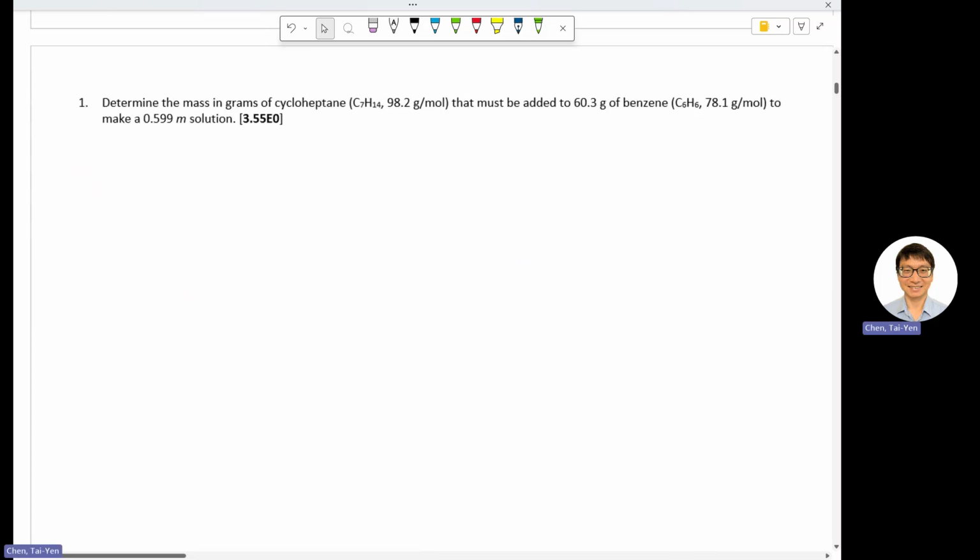Let's start from reading the questions and write out our QD pack. If you see this question, it says determine the mass in grams of cyclopentane, which they give you the chemical formula and the formula weight, that must be added to 60.3 grams of benzene, again the formula weight and the chemical formula, to make 0.599 m of solution. So what is the keyword here?